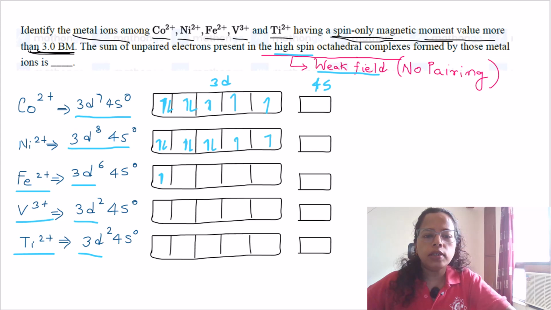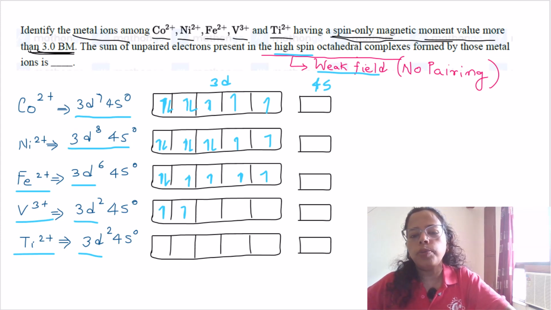For Fe2+, we have d6 configuration in the +2 oxidation state. So 5 and 1, 6. Okay, for V3+ we have only 2 electrons that will be occupied in the 3d orbitals singly, and for titanium 2+ also we have 2 electrons that will be occupied in the 3d orbital singly.